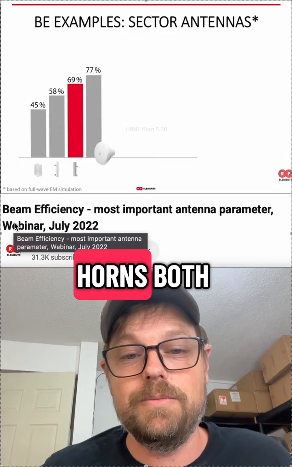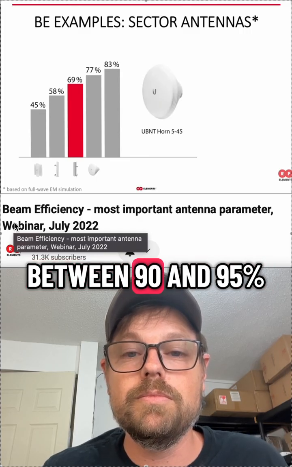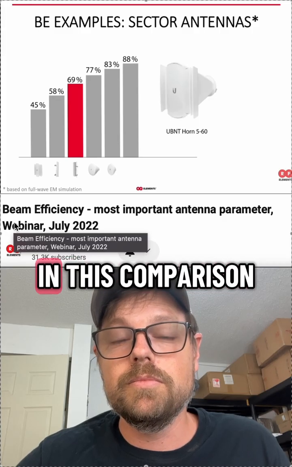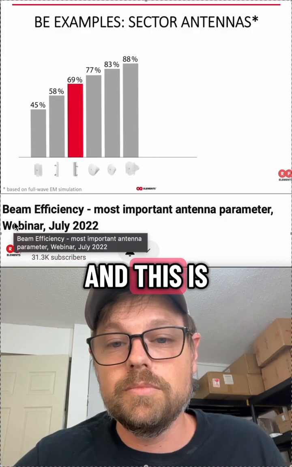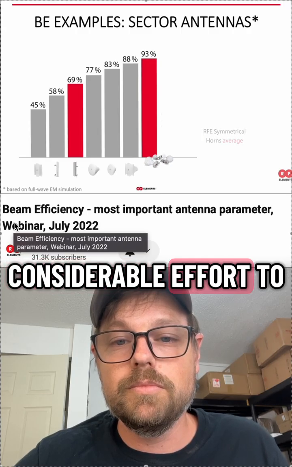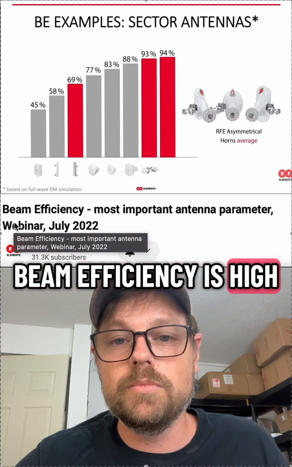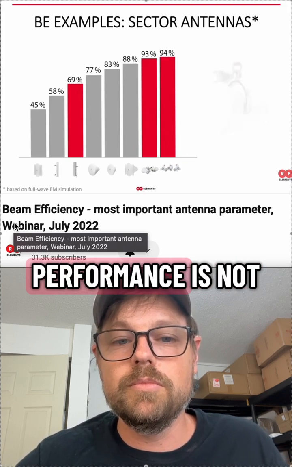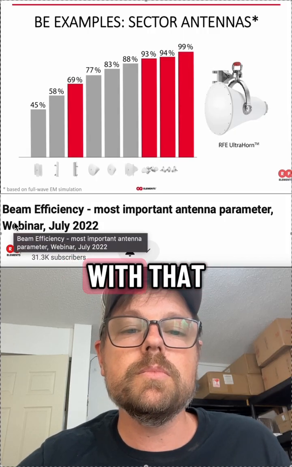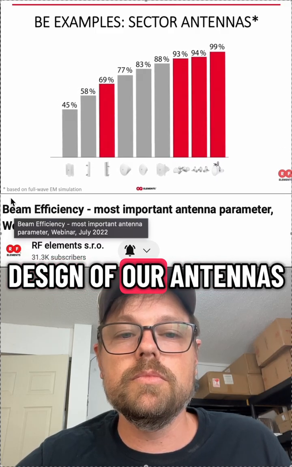The RF elements horns, both symmetrical and asymmetrical, have beam efficiency between 90 and 95%. Now you can see other horns in this comparison as well. And this is to help you understand that it takes a considerable effort to design a horn antenna such that its beam efficiency is high. The stable and zero side lobe performance is not a given as soon as you have a horn, so be careful with that. But we do put a lot of effort into design of our antennas.